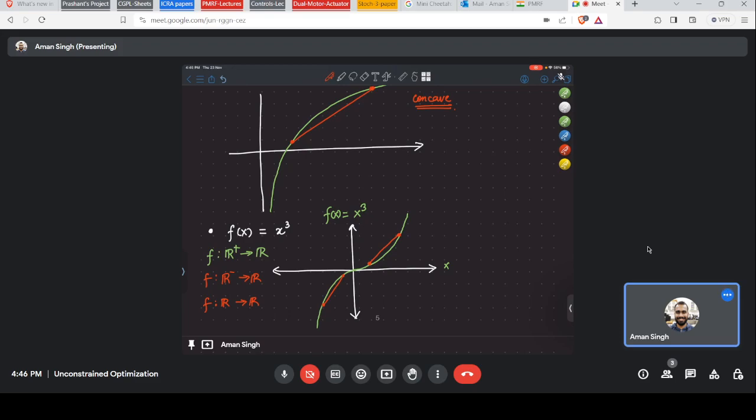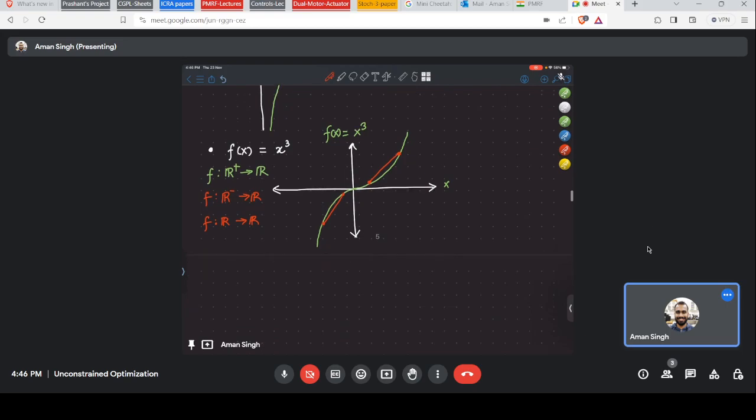And if it is the whole space R, then it is neither convex nor concave. Because we discussed such functions earlier, right? So it can be possible that a function is neither convex nor concave. So yeah, it comes in that category.